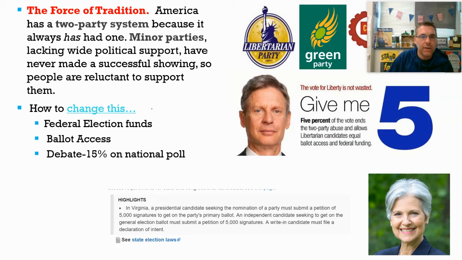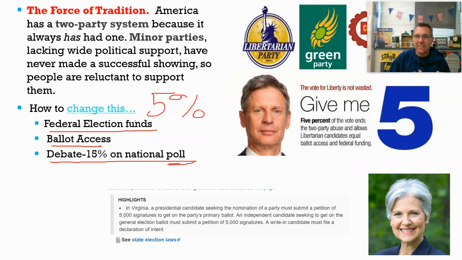Okay. And again, if they get 5%, and I told my AP government kids this in 2016: if you don't like Trump or Clinton, but you want to vote for a third party, vote for Johnson, or vote for another third party. Because if they can get it, then they can get access to money. They get access to ballots, and they can get access to debates. So this helps to get them closer there.